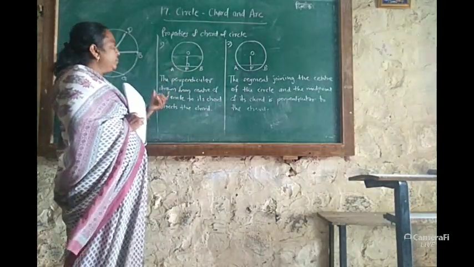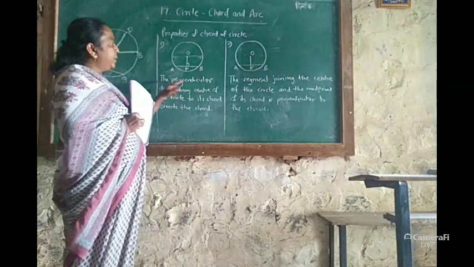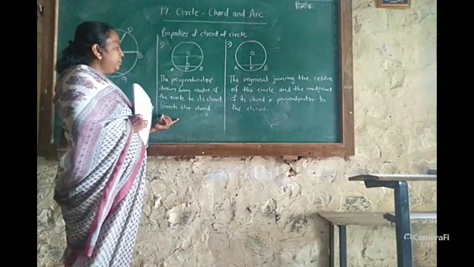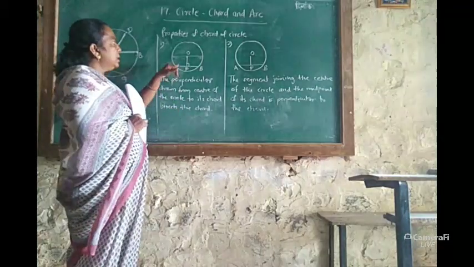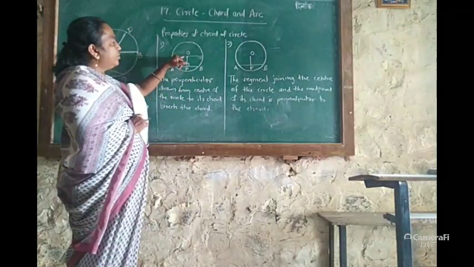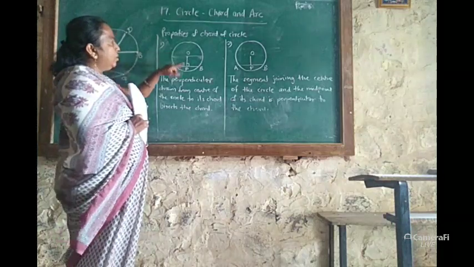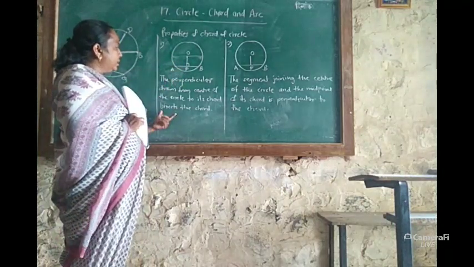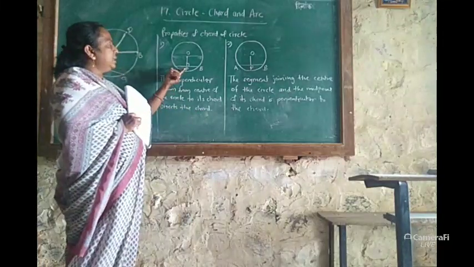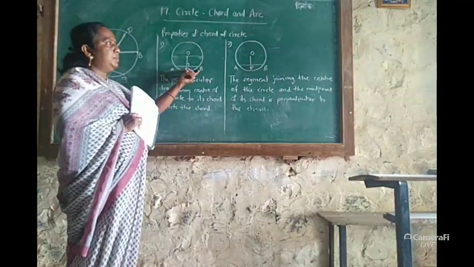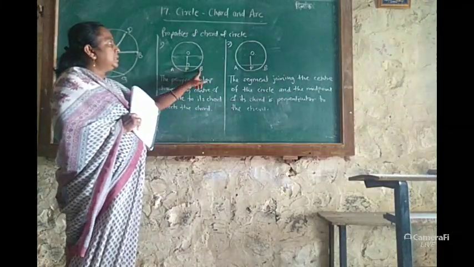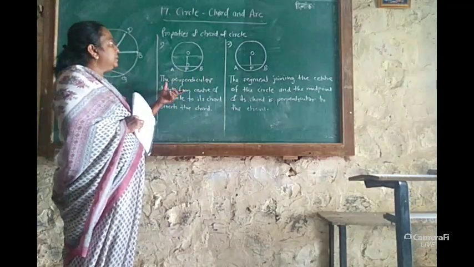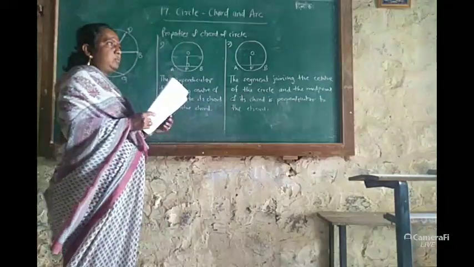See the first property. The first property tells us that the perpendicular drawn from center of the circle to its chord bisects the chord. That means here perpendicular is OP drawn from the center of the circle, that is the O, on chord AB. At that time this perpendicular bisects the chord. That means the length of AP is equal to length of PB. OP divides the chord AB into two equal parts, that means it bisects the chord. This is the first property of the chord of the circle.